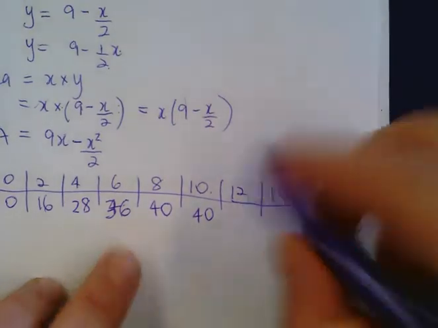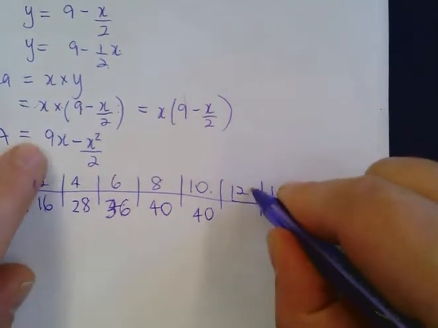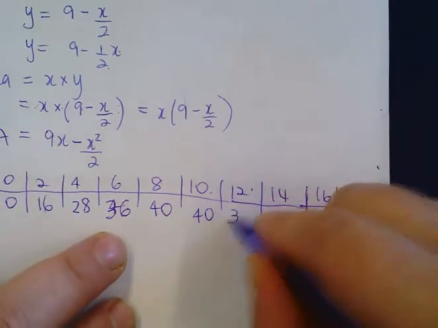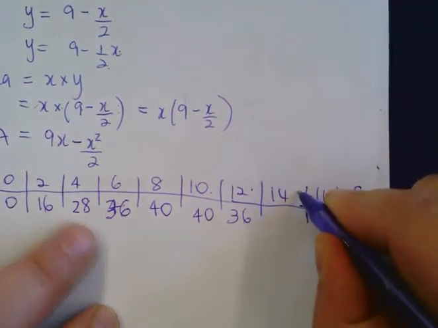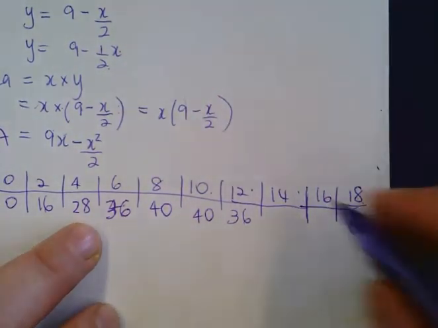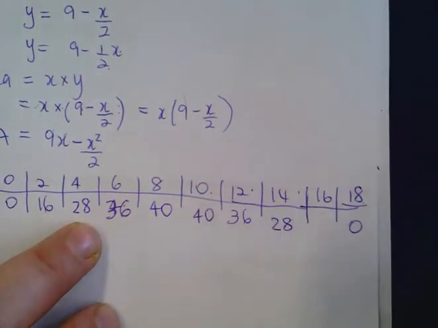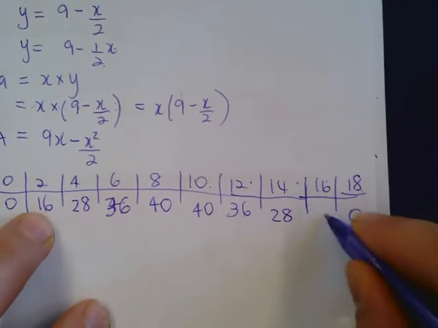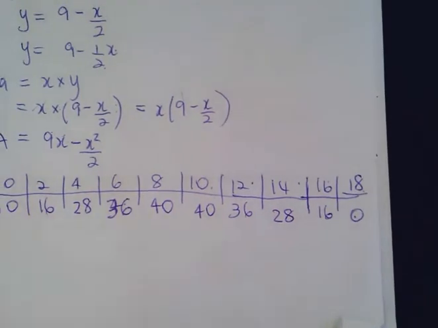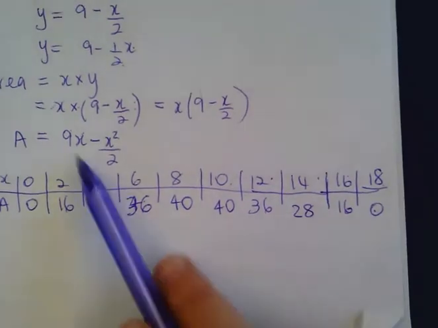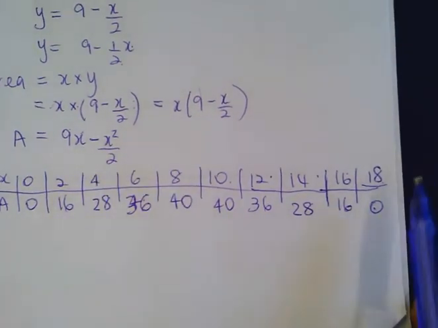More than likely. Can you check 12? When x is 12, I get 108 minus 72. And 14 should be 9 times 14 minus 14 squared on 2, which should be 28. Can someone check 16? Should give me 16. So can I have people checking 14 and 16, please? 14 is 28. Good. And someone check 16? It should be 16 as well.